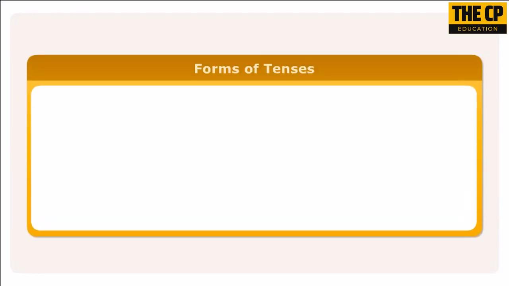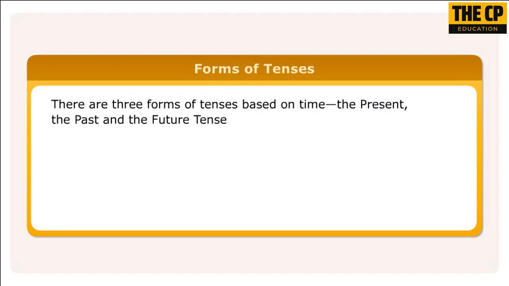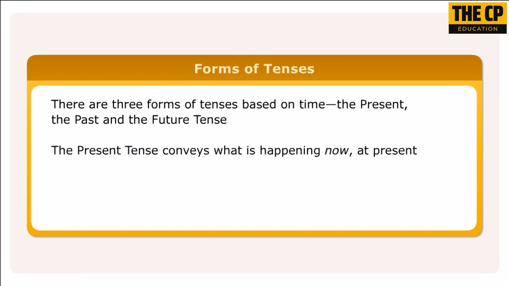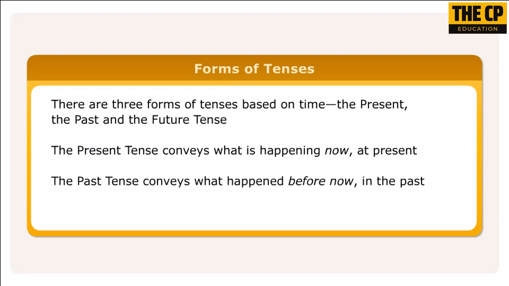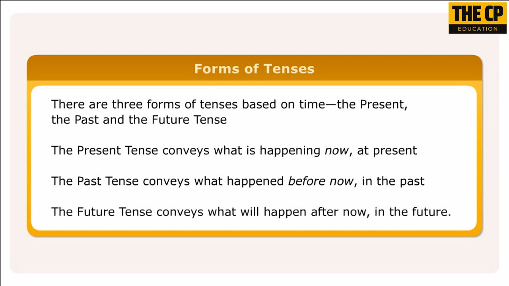Forms of tenses. There are three forms of tenses based on time: the present, the past, and the future tense. The present tense conveys what is happening now at present. The past tense conveys what happened before now in the past. The future tense conveys what will happen after now in the future.